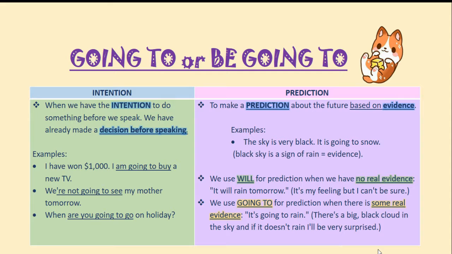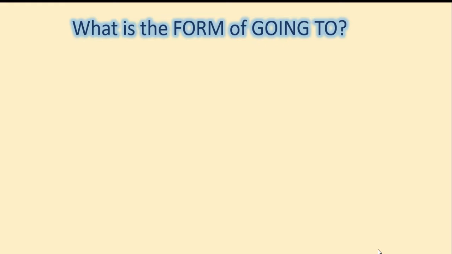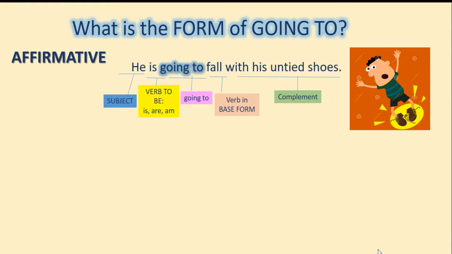Okay, let's continue. What is the form of going to? Easy peasy, a piece of cake for us. The affirmative, here you have the example. He is going to fall with his untied shoes. If you can see the picture, there you can notice the meaning of this sentence, okay? What is our evidence? The untied shoes. There you can see the untied shoes.